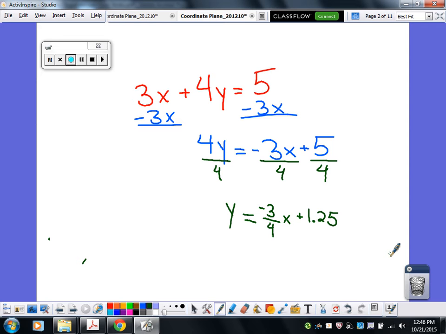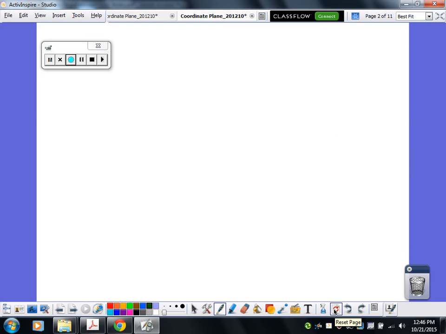Moving on. The next one says 8y equals x. Is this written in slope-intercept form, guys? No. What number do I need to get rid of? The 8. How do I get rid of the 8? I divide. Anything divided by itself is 1, so then I'm left with 1y. This is important. What's the invisible number in front of the x? 1.